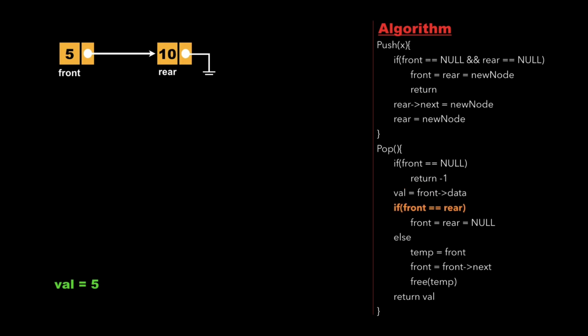Then we check whether front is equal to rear. So this particular condition is for the case where we just have a single element in the queue or just one node in the linked list, which is false as well. So we are in the else part where we create a temporary pointer and point it to front, and then we make front as front of next, and finally we free the temporary pointer, that is the node 5 will be deleted, and we return the value of the deleted node, that is the element which is popped from the queue.